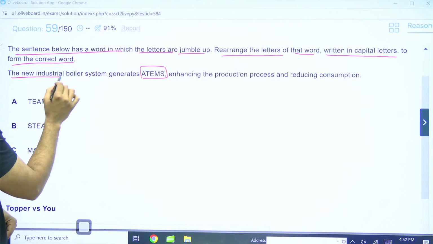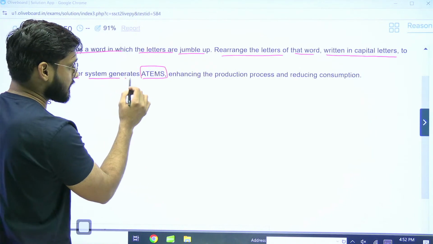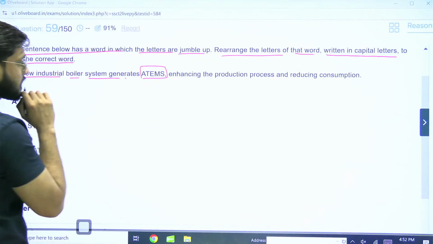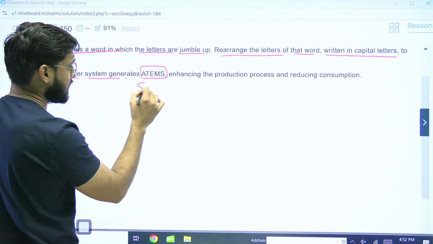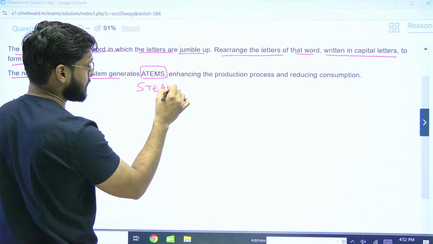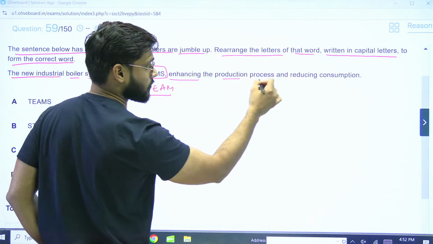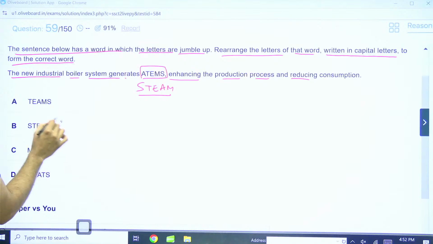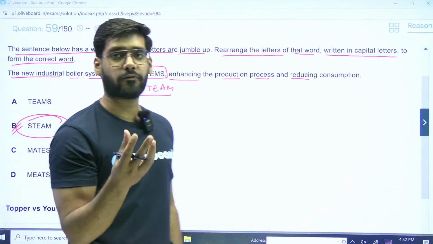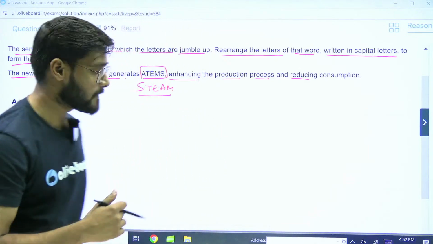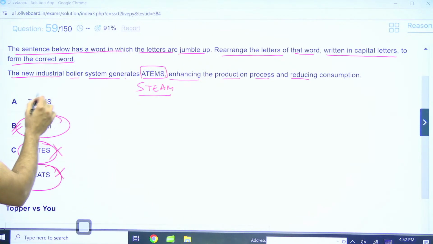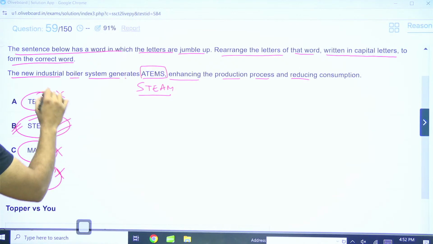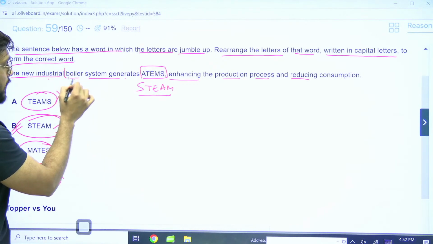The new industrial boiler system generates... what does it generate? It generates steam, S-T-E-A-M, steam, enhancing the production process and reducing consumption. Answer should be option number B, steam, because it cannot generate team. What kind of team would it generate? It will not generate mates, it will not generate meats, it will not generate teams, it will generate steam.